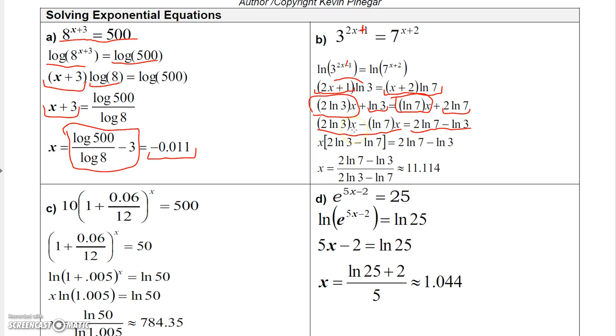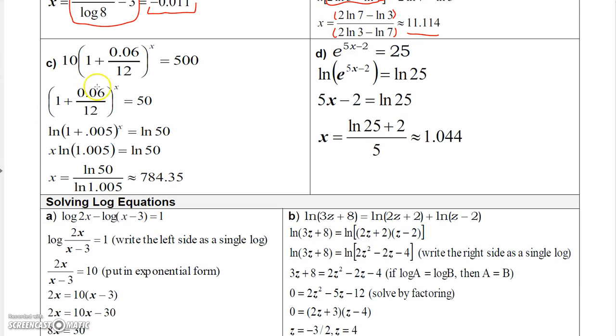Then that allows me to factor the x out of here. And when I factor the x out of here, I get 2 natural log of 3 minus natural log of 7 equal 2 natural log of 7 minus natural log of 3. And then, now don't let this scare you, 2 natural log of 3 minus natural log of 7 is just a number. So to isolate x, just divide this number into the right hand side and then plug this in the calculator to get your answer. Now when you plug it in the calculator, make sure you put the numerator and the denominator in parentheses, and you should get 11.114. Now let's do a couple more.